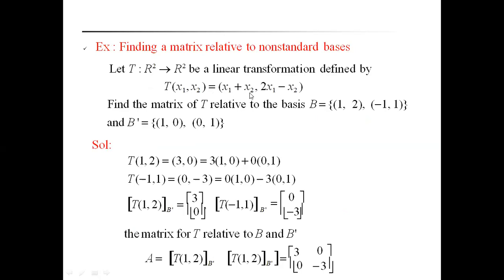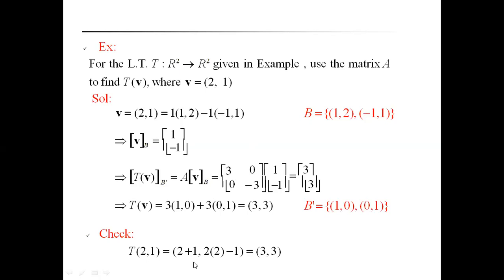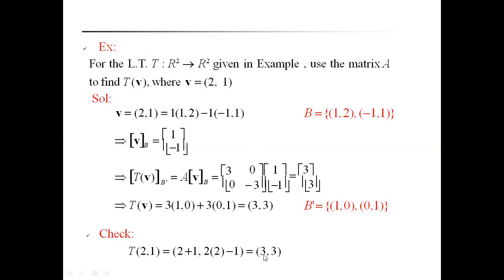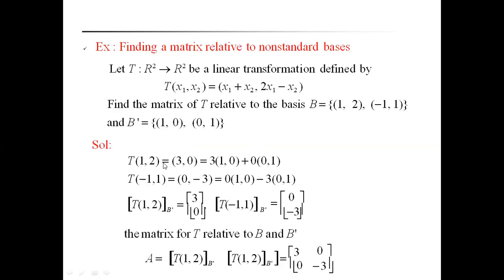2 plus 1 is equal to 3. 2 into 2 is 4, minus 1, that is 3. Therefore, here also we get the same value, (3, 3). By using this formula, T of (2, 1), we get the same answer, (3, 3). That means by using this formula, we can find the T of V also. These are the two important examples.